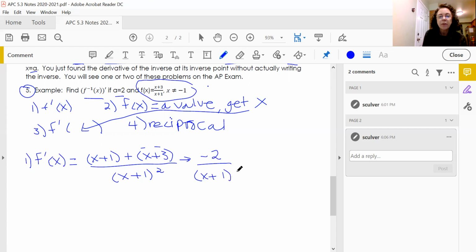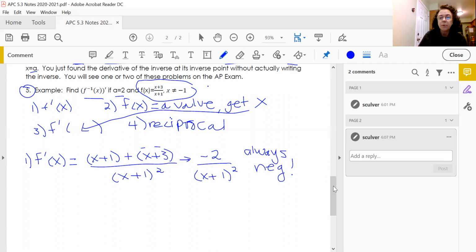Notice that this derivative is always negative, meaning that it has an inverse function, right? Take a look. The numerator is always negative. The denominator is always positive because it's being squared. Its inverse would be a function if I were going to take the time to write it.